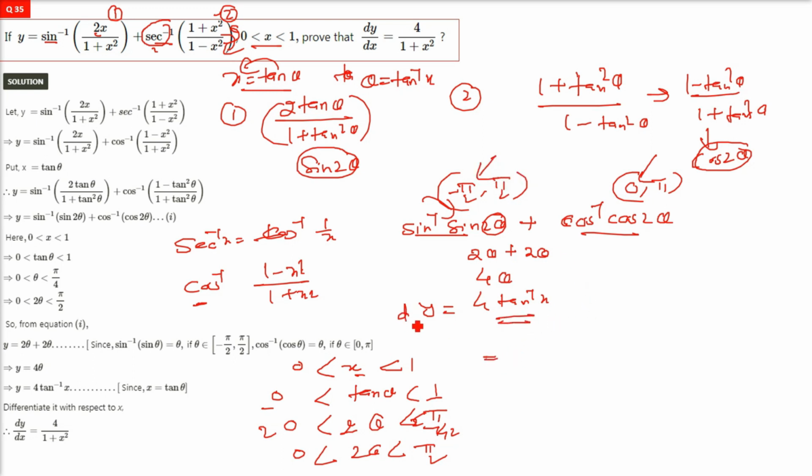So we just have to differentiate this. y is 4 tan inverse x. Differentiate 4 into tan inverse x. That is 4 into 1 by 1 plus x square.